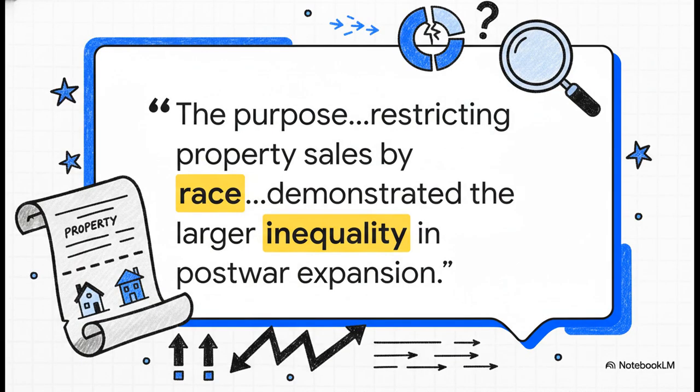And evidence can also tell the other side of the story. This property deed is a perfect and pretty chilling example. It shows how that new suburban dream was actively and legally kept away from people of color. The document isn't just a piece of paper. It's hard evidence of a system that complicates that simple, happy story of progress.